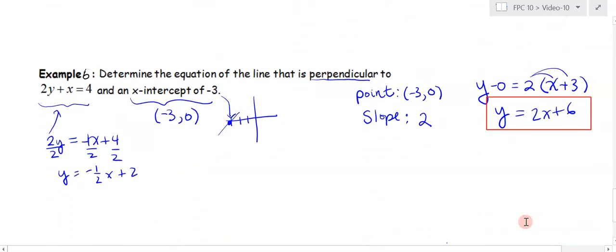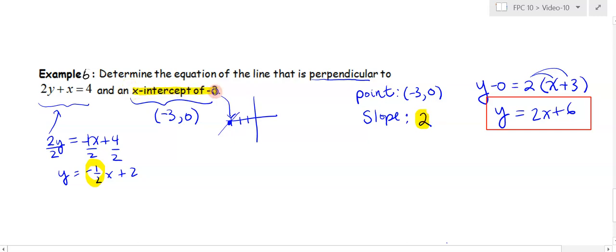Another one, same thing. Determine the equation of a line perpendicular to this line and has an x-intercept of negative 3. Well, if it's perpendicular to this line, we need to know the slope first. Whenever you see perpendicular or parallel, you think slope. So what is the slope? I put it into slope-intercept form. I get negative 1/2 as the slope of the line, so again, I need to use the perpendicular slope. I take the reciprocal and the opposite. So 2 is the slope I'm going to use.